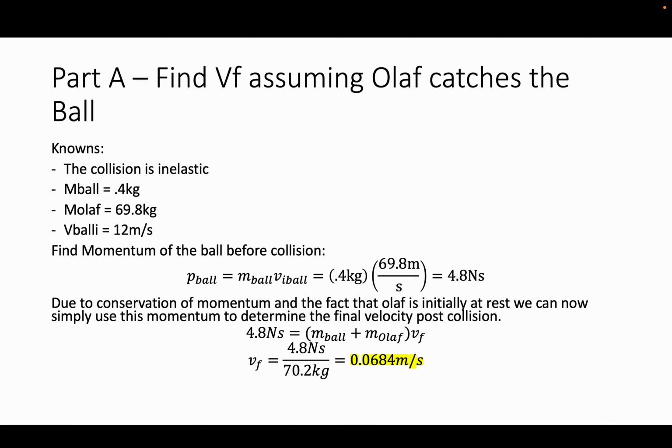We plug that back in, but this time there's the same momentum, just the mass is the combined mass of the ball and Olaf. So it's 4.8 newton seconds divided by 70.2 kilograms. And that gets us 0.0684 meters per second. Not surprisingly, this small mass only causes a tiny bit of velocity when it's caught. It just pushes him ever so slightly.